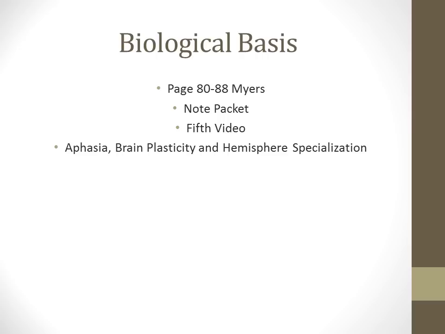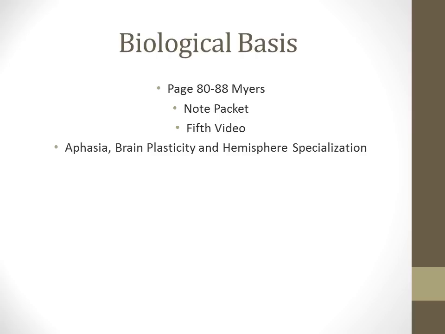This is the 5th video in the brain series. This is covering pages 80 to 88 in the Myers textbook. I believe it's probably on pages 11 or 12 in your packet. The big three things that we're going to talk about are aphasia, brain plasticity, and hemisphere specialization.